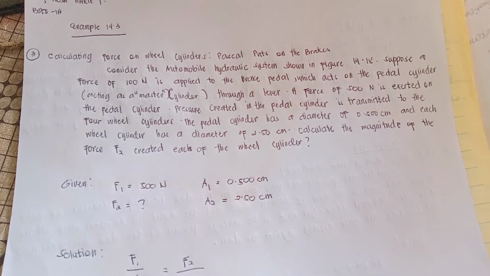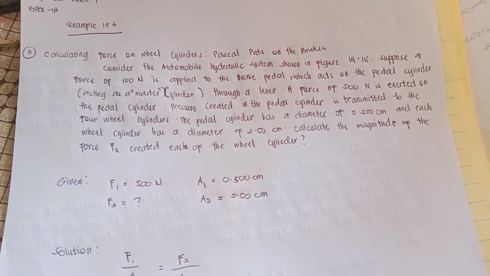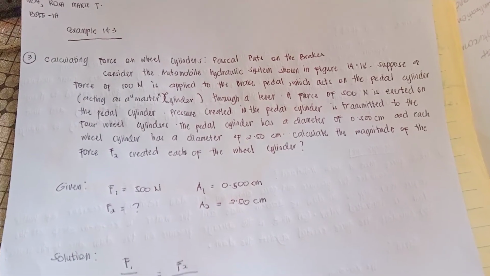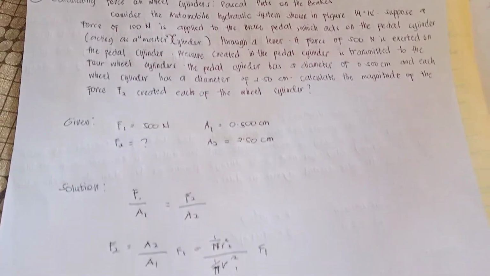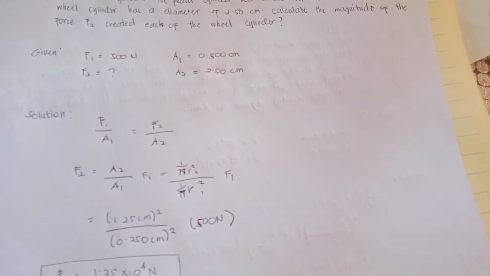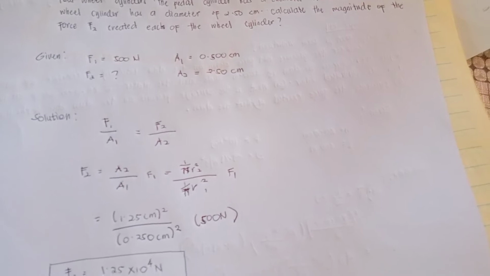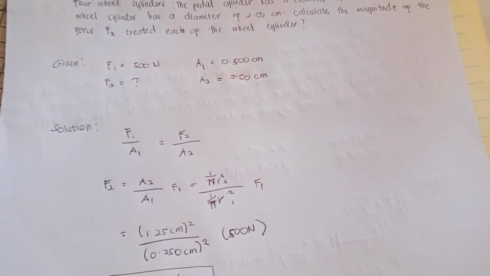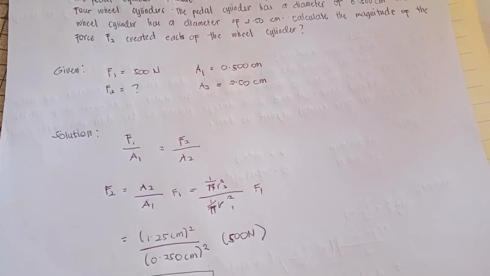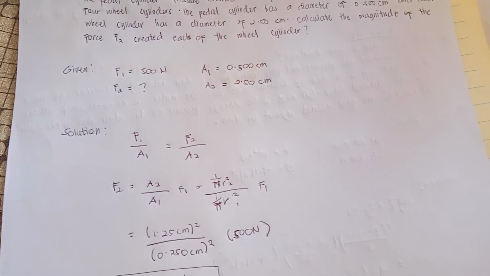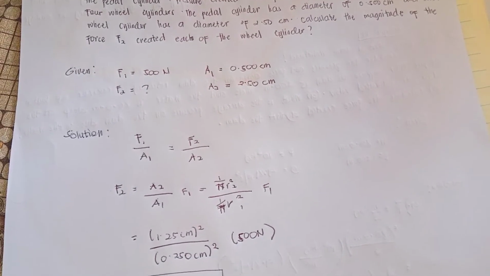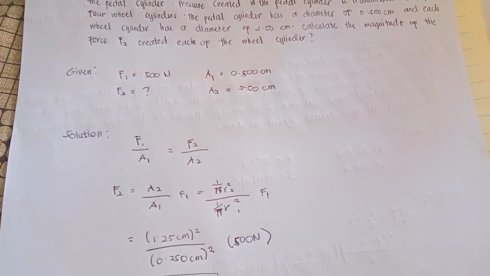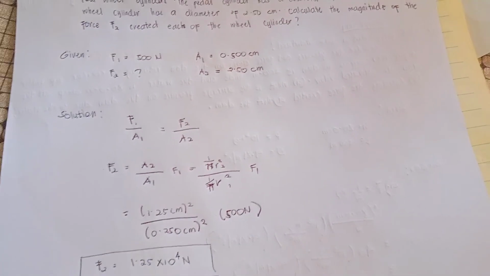Calculate the magnitude of the force F2 created in each of the wheel cylinders. So to get the magnitude of the force, what we are looking for are the givens and equations. The givens below are F1, which equals 500 Newton, and F2, which is what we are looking for, and then A1, which equals 0.500 centimeter, and A2, which equals 2.50 centimeter.